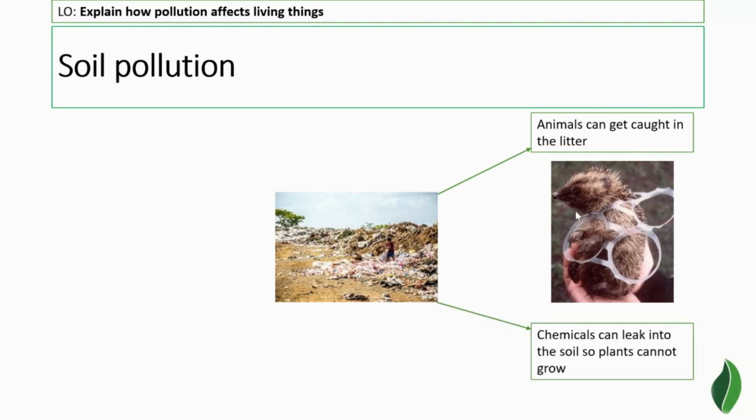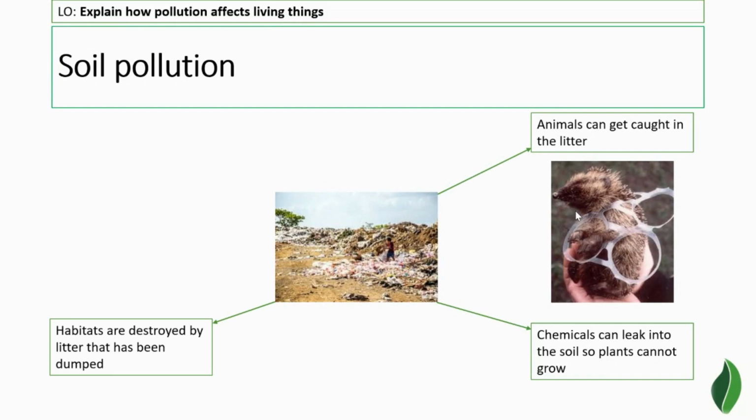Chemicals can leak into the soil, so plants cannot grow. Harmful chemicals in things like batteries and in some of the waste that we throw away, if that leaks into the soil, the plants can't grow there because they don't have the right nutrients that they need. Habitats are destroyed by the litter, so people putting litter in something called fly tipping, where they put it where it shouldn't be. That destroys habitats, but also huge dumps and landfill sites like the one in the picture. That's obviously destroying a habitat for some animals.